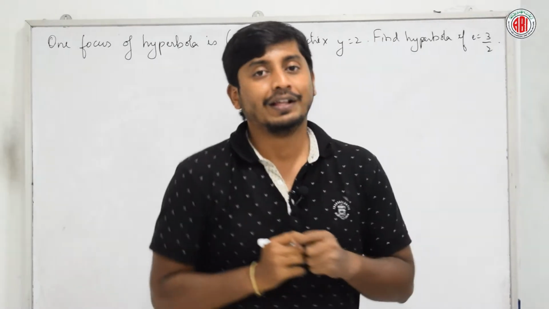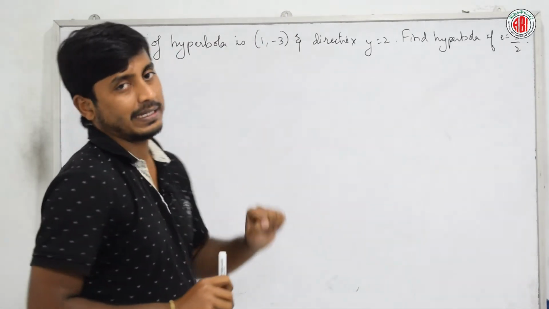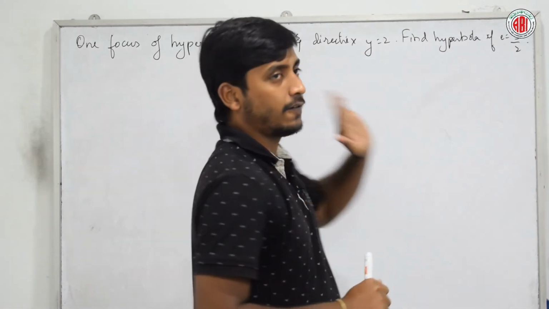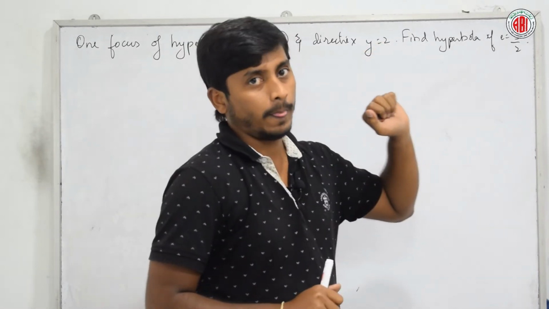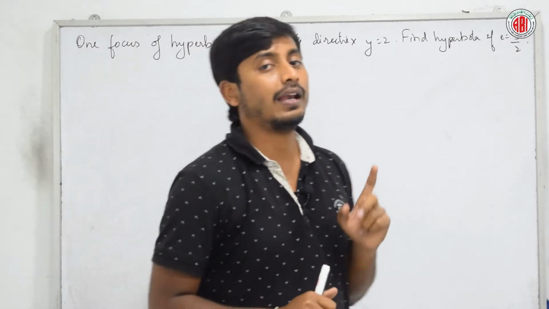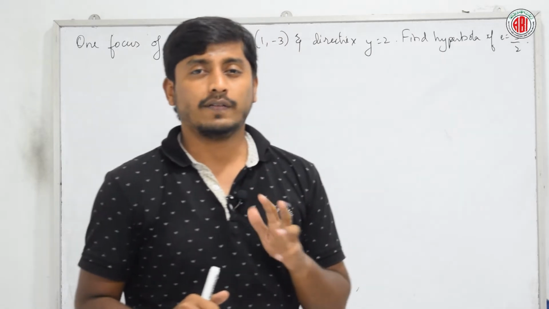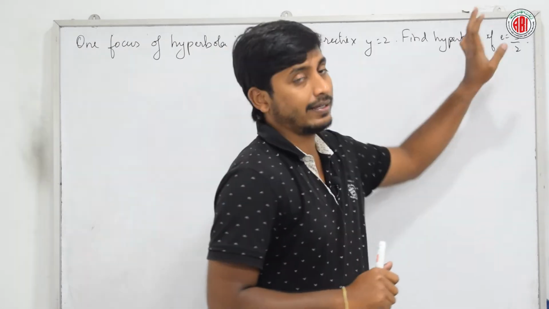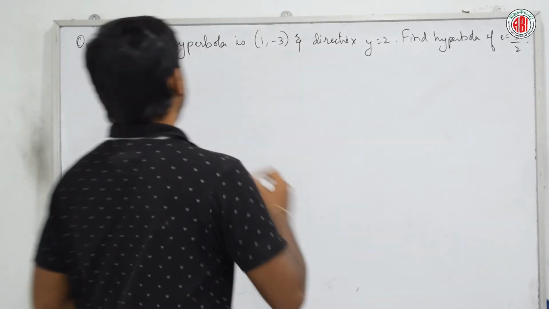Let's do it. Look at the first question here. He gave one focus of the hyperbola as (1, -3). How many foci do we have for a hyperbola? Two. So he gave one focus. The directrix is given as y equal to 2, and eccentricity is given as 3 by 2. By seeing the eccentricity itself, we can tell whether it is a hyperbola or an ellipse. Eccentricity is 3 by 2, which is 1.5, obviously greater than 1. So we can clearly tell that this is the eccentricity of a hyperbola. What is eccentricity? It is nothing but SP by PM.